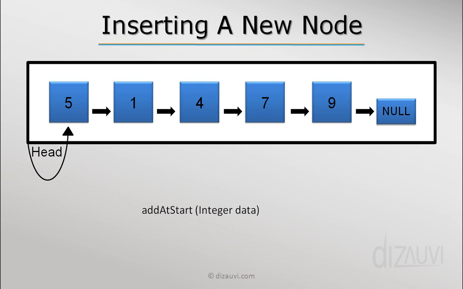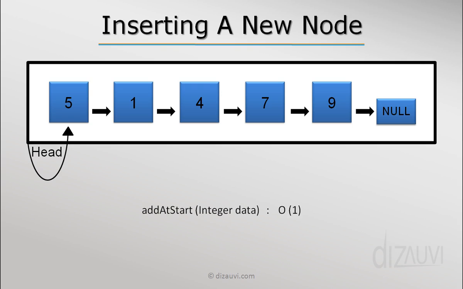Note that inserting a new node at the head is a constant time operation. That is, it takes O(1) time to insert a new node at the head, which means that it doesn't really depend on how long the linked list is or how many elements the linked list contains, because we are always adding the new node at the head element. So there is no traversal of the nodes required here, right?